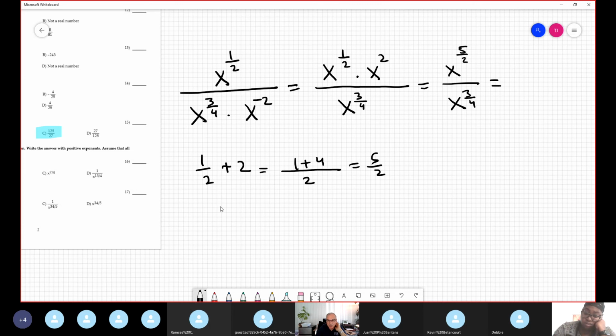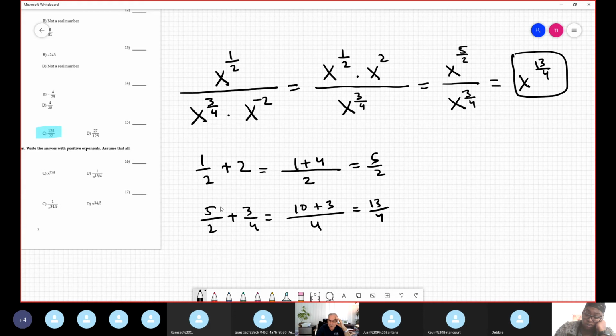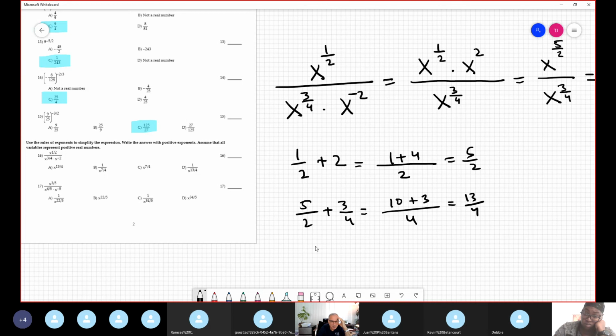Now subtraction because that's division. So 5/2 minus 3/4. LCD is 4. 4 divided by 2 is 2 times 5 is 10. 4 divided by 4 is 1 times 3 is 3. It's 13 over 4. So now it is x to the 13 over 4. In the top, no? Let me check and see matching any solution. Oh yes, it's the A option.